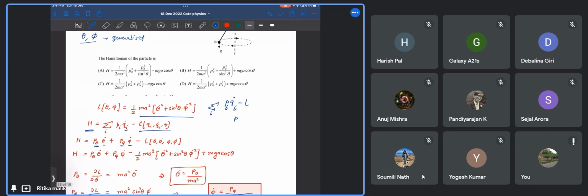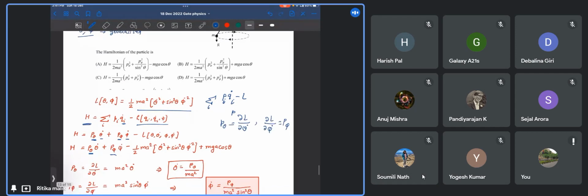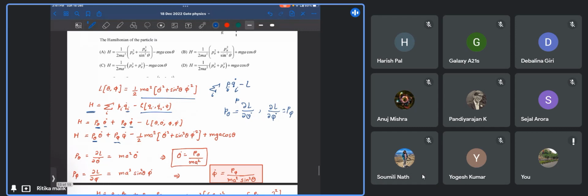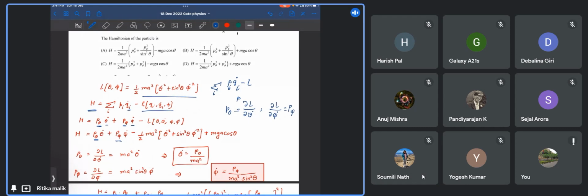So for calculating the Hamiltonian, you need to know P theta and P phi. From the Lagrangian, del L by del theta dot will give you P theta, and del L by del phi dot will give you P phi. So you take your Lagrangian and differentiate it with respect to phi dot and theta dot.